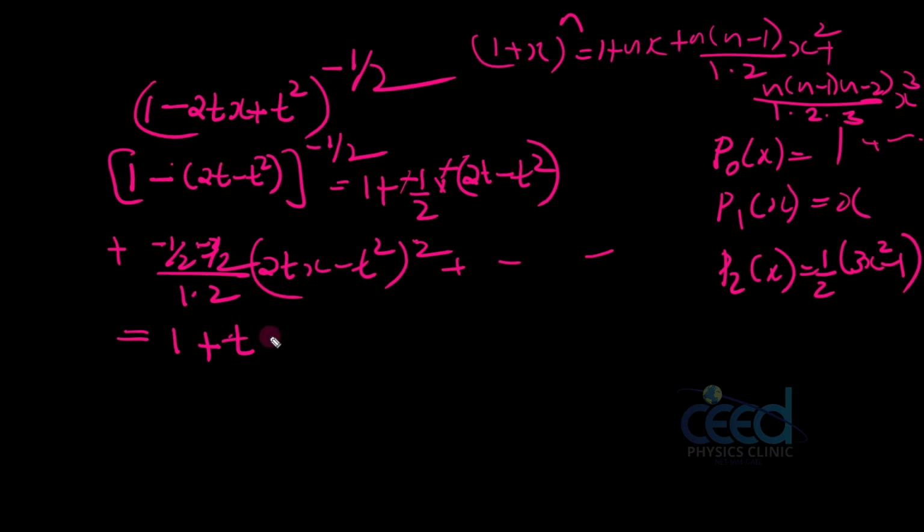1 plus t, and we have an x here, 1 plus nx. Here it is 2tx, so here it is x. Here 2tx, here also 2tx.